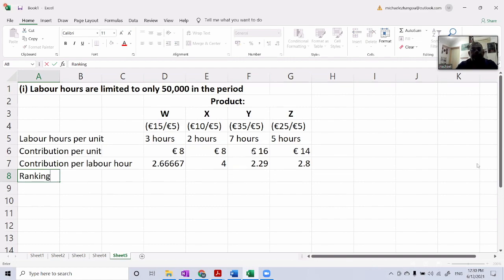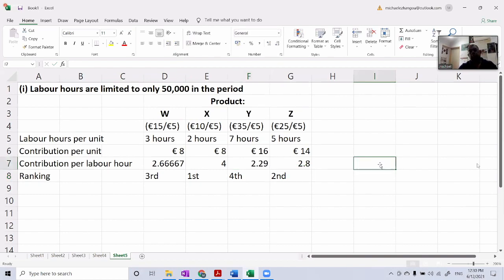Yeah, sorry. 16 divided by 7 is 2.286. And that will be 14/5, which is 2.8. So ranking. First, that 2.8 is second. This is third. And fourth. You follow? Again, I don't think it's overly complicated. It's just a matter of putting things in the right place. All right, yeah.